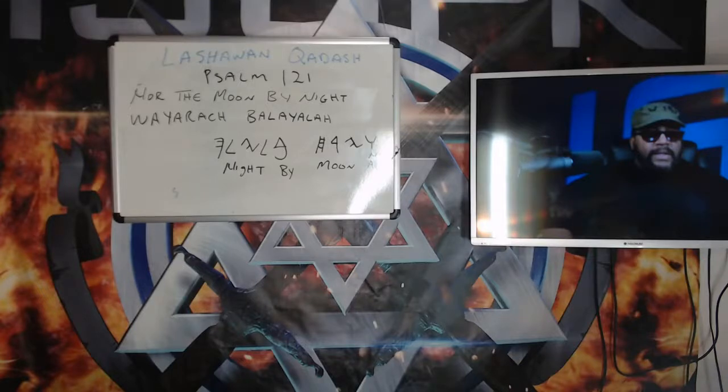So again, once you understand the basics, you'll be able now to see how these sentences come together. So nor the moon by night, we know the entire sentence: the sun shall not smite thee by day, nor the moon by night. So the difference between the two, you're seeing how it's put together. Nor the moon by night.